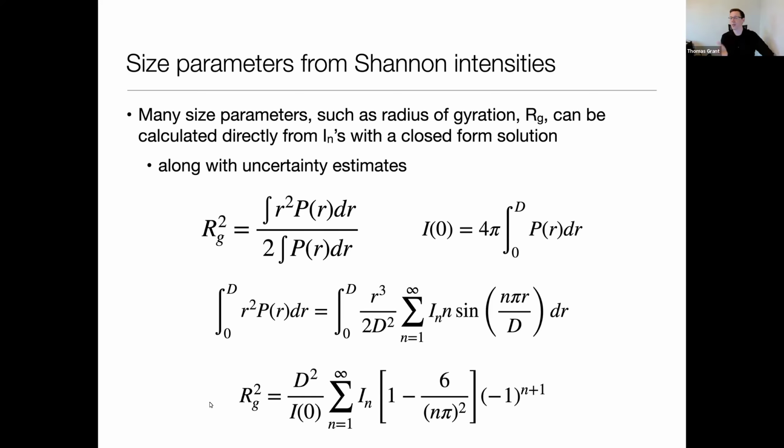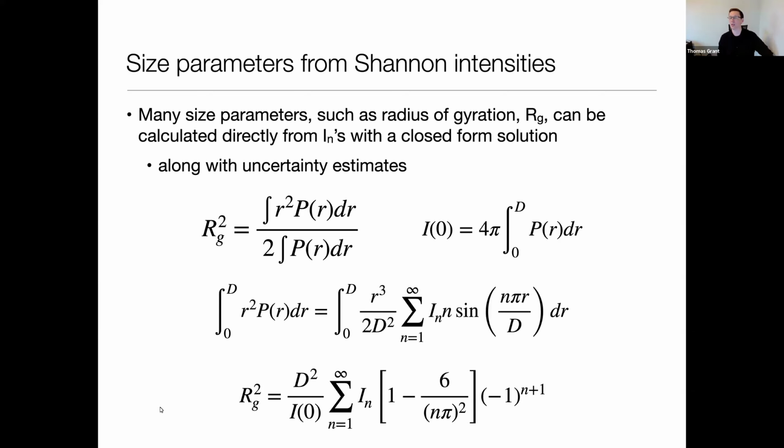If you're more interested in all these mathematical details, you can go to the supplementary material of the paper that's cited throughout here. And so we can get radius of gyration directly from the INs. Getting these parameters directly from the Shannon intensities is not something you could have done previously, right? That's something that's exclusive to Moore's approach because he has this full closed form analytical solution, which we've built on.